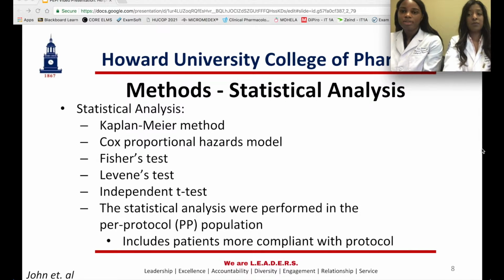So various statistical analysis tests were used. Just to list some, there were the Kaplan-Meier method, Cox proportional hazards model, Fisher's test, Levene's test, and independent t-test, and essentially these analyses were performed in the per protocol population. So essentially, they wanted to include patients that were more compliant with protocol.